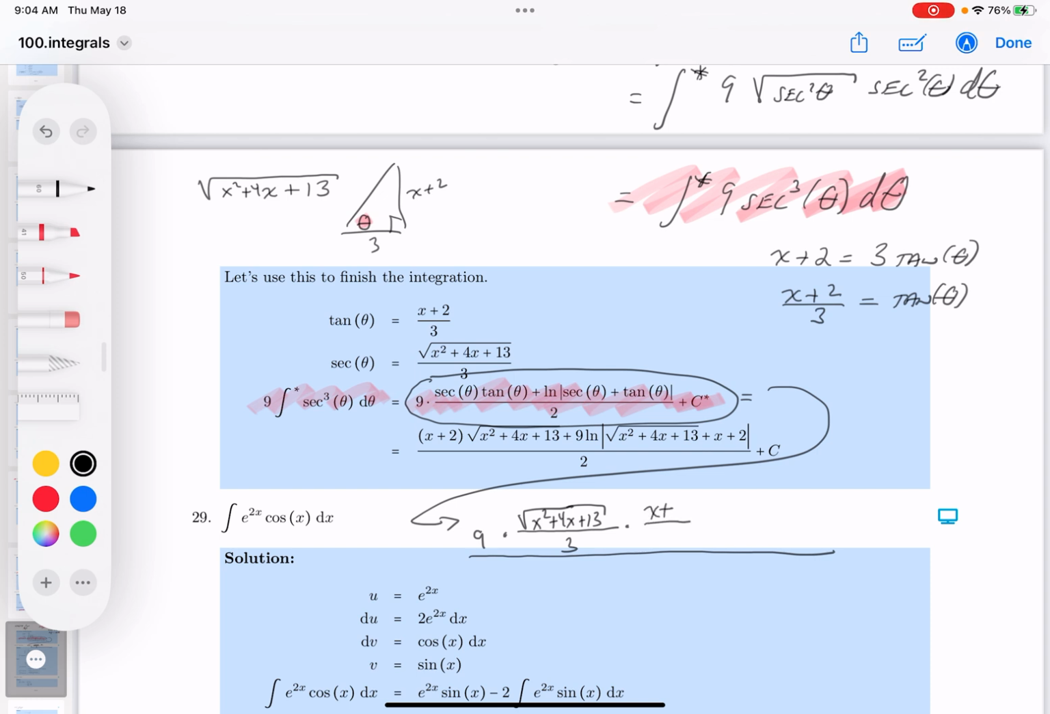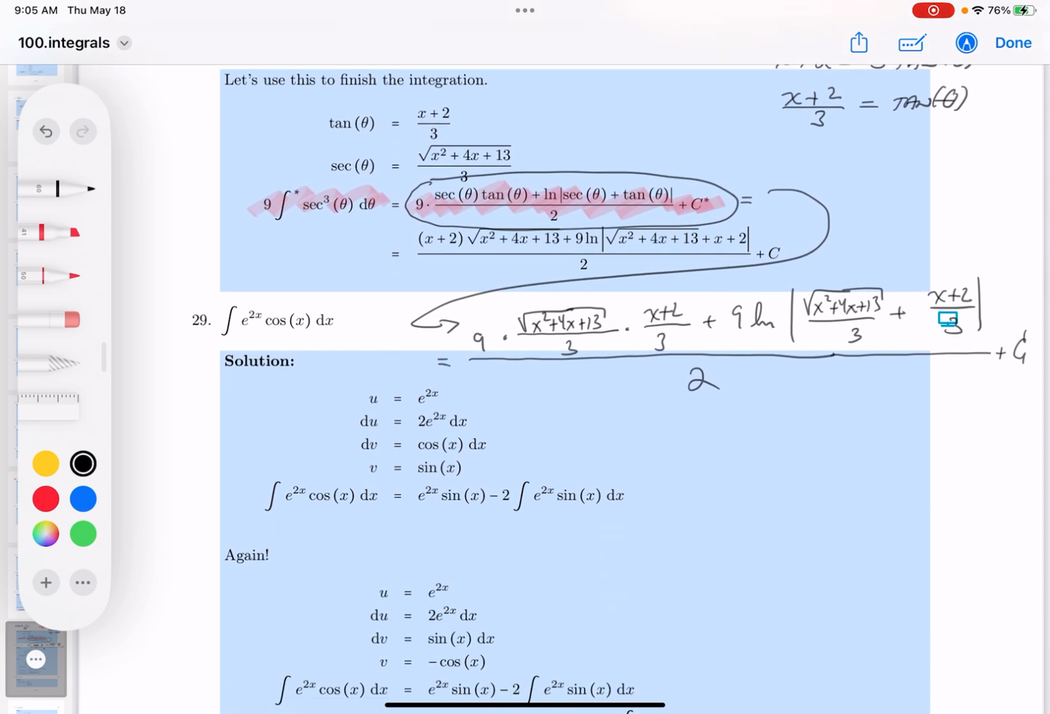And that was (x plus 2) over 3, right? Plus 9, natural log. And it's going to be this over here. And let's see, plus the tangent, which was (x plus 2) over 3. And this is over 2. Let me get my eraser out. Plus C. I'm going to simplify a little tiny bit. Seeing a 2 there. I'm going to call this C1, by the way. It's going to do something tricky.